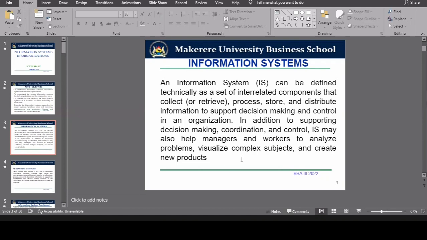Information systems may also help managers and workers to analyze problems, visualize complex subjects, and create new products, like you can see on my screen. Those are some of the roles that information systems play to help them really run business normally.